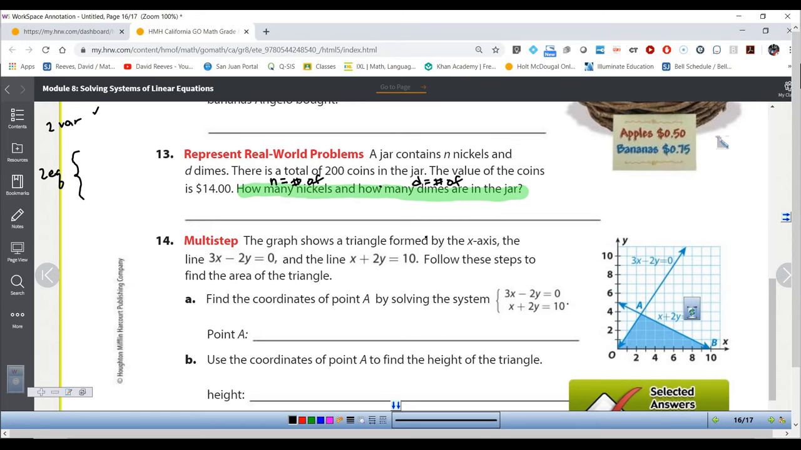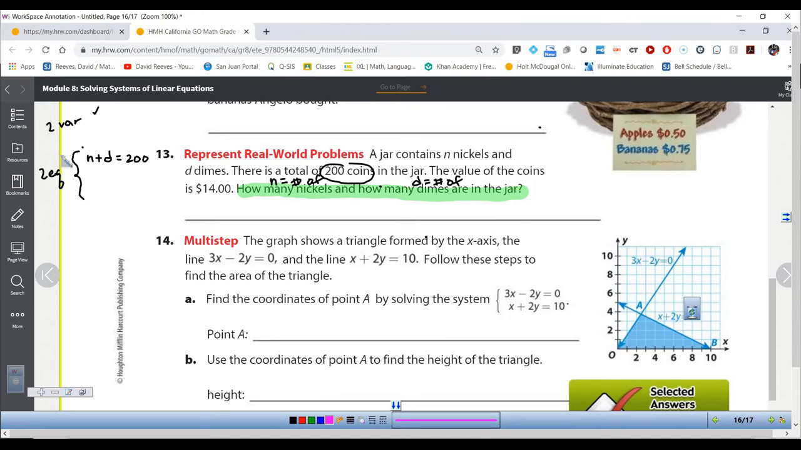Remember with apples and bananas, we knew that there was 20 pieces of fruit. Well, now when we look here, what do we know? We know that there's a total of 200 coins, right? So my first equation is going to be right here. The number of nickels plus the number of dimes is going to be 200. Again, in the previous problem, it was the number of apples plus the number of bananas was 20. Now it's the number of nickels plus the number of dimes is 200. We have 10 times as many coins as we did fruit. All right, so that's our number equation.